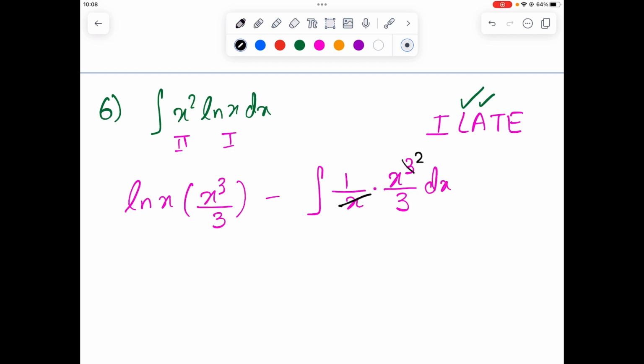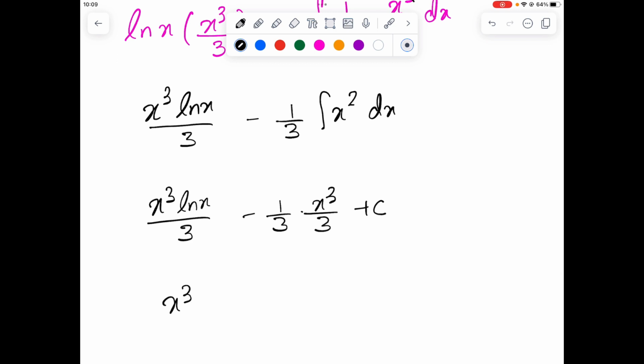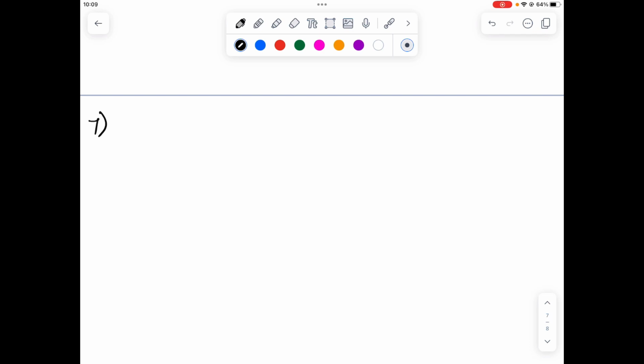1 x and 1 x get cancelled. So I get x cube ln x upon 3 minus 1 upon 3 integral of x square dx. What is the x square integral? x cube by 3. So x cube ln x upon 3 minus 1 upon 3 times x cube by 3 plus c. So what does that become? x cube ln x upon 3 minus 1 upon 9 x cube plus c. Question number 6 was that.